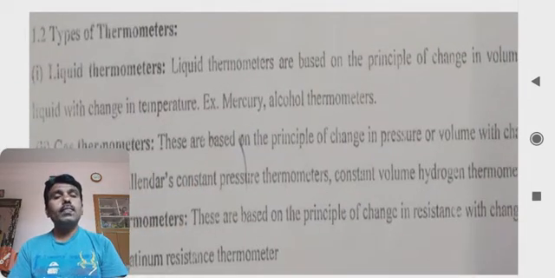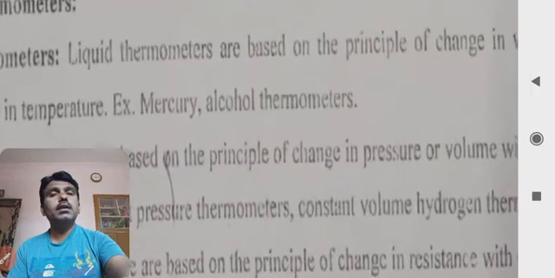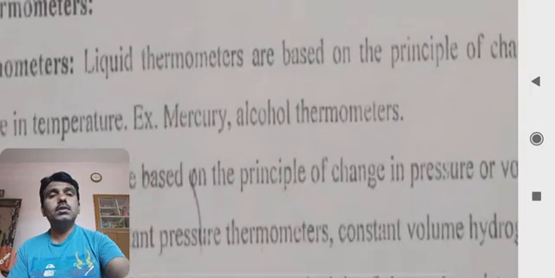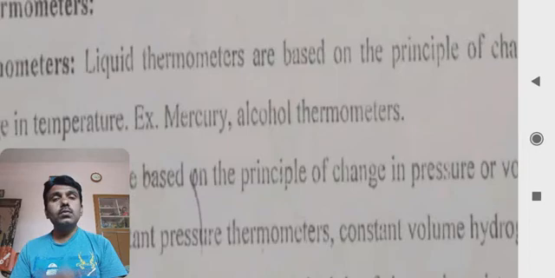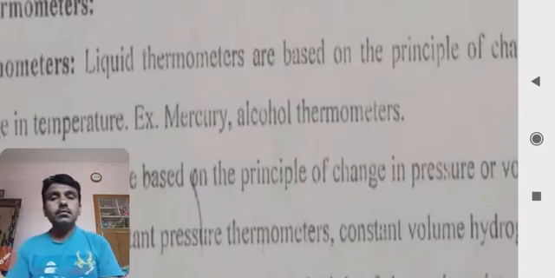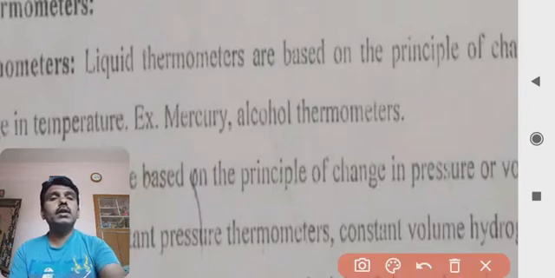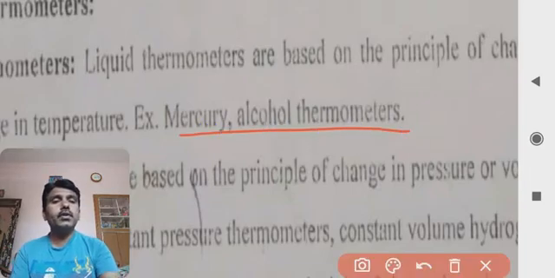That means if there is a rise in temperature, then its volume also changes. And the basic principle of the liquid thermometer is: as the temperature rises, the volume of that particular liquid changes, and due to that the variation in the temperature can be shown. For this the mercury and the alcohol thermometers are used.